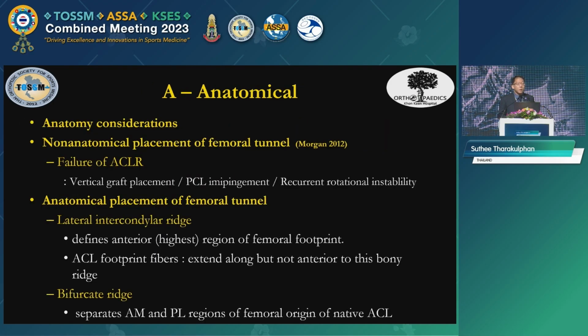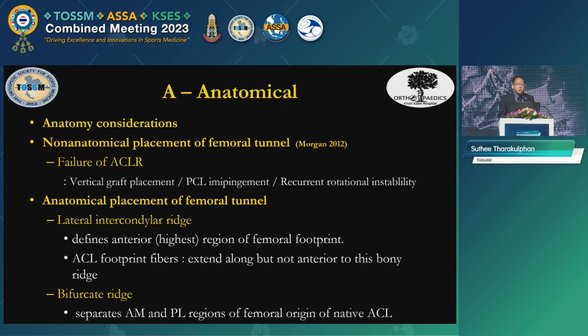A is anatomical consideration. Non-anatomical placement of the femoral tunnel can be the cause of failures of ACL reconstruction, such as from vertical graft placement, PCL impingement, and recurrent rotational instability. So you can use the anatomical landmarks to identify the anatomical footprint of the ACL reconstruction. First is the lateral intercondylar ridge, that defines the anterior highest region of the femoral footprint. And the ACL footprint fibers extend along this ridge, but not anterior to this bony ridge.